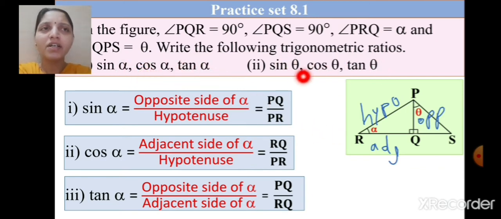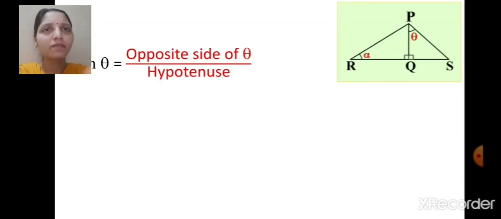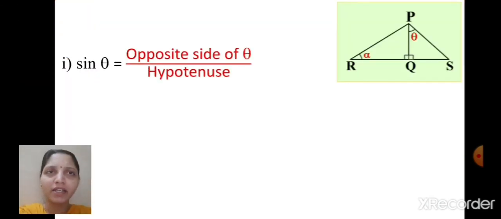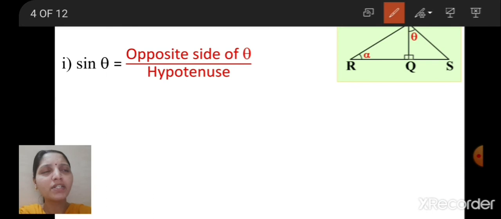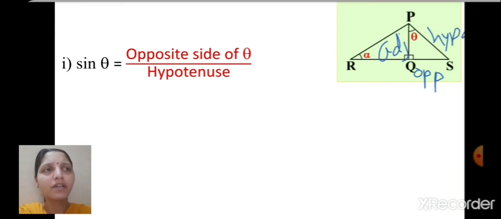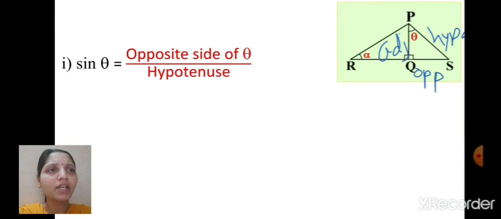Now let's find the second one. First one is sin theta. Now we have to consider this angle P, which was denoted by theta. On the basis of this angle theta, this will be your opposite side and this will be your adjacent side, and this is the hypotenuse. What is the opposite side of theta? It is QS. So you will write here QS upon PS.